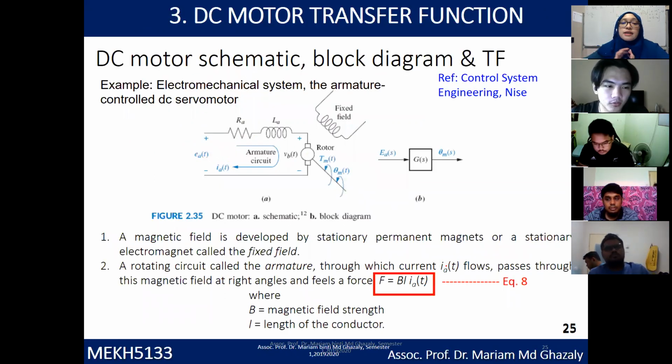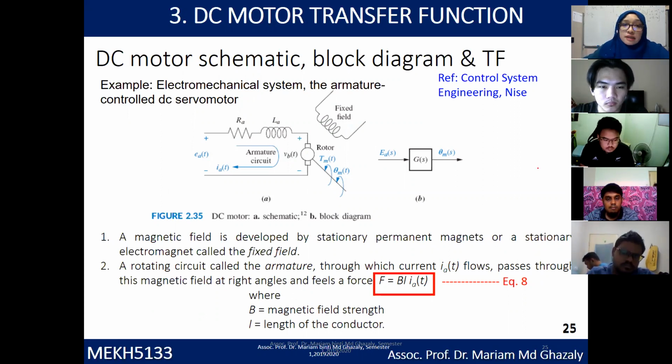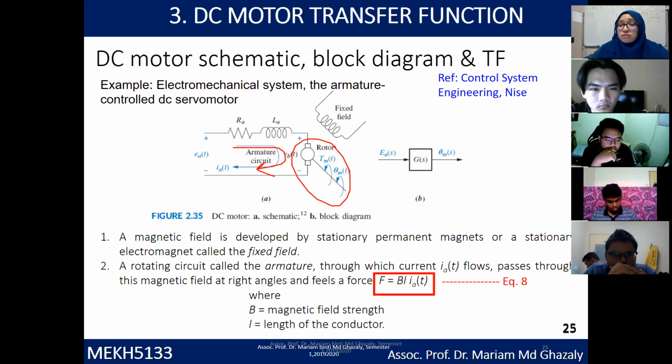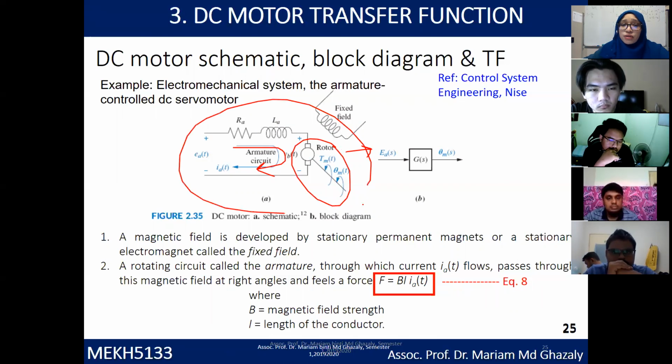Okay, so next we go for the electric DC motor transfer function. This is an example of a DC motor, an electromechanical system, armature control DC motor. If you see here, this is actually what you have learned just now on electric circuit, but it's connected to a motor. Later on you are going to model this as a block diagram like this.